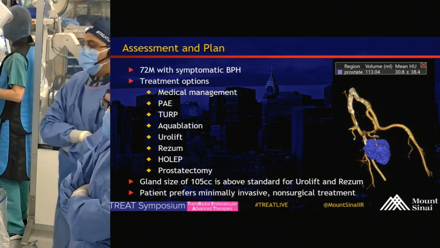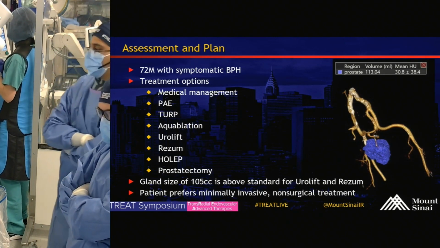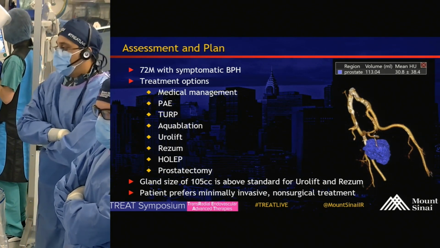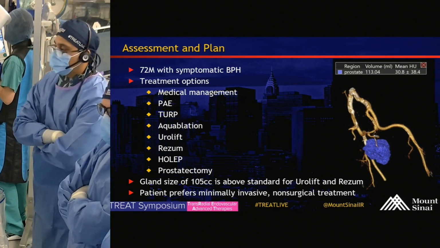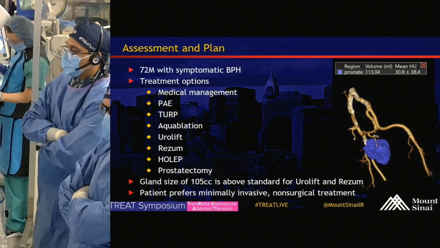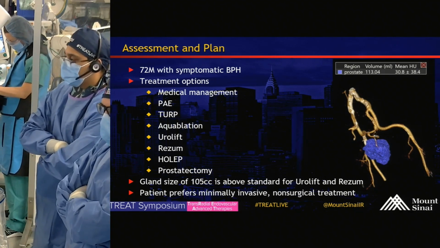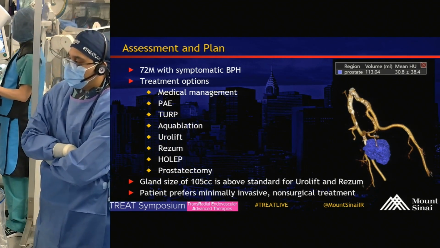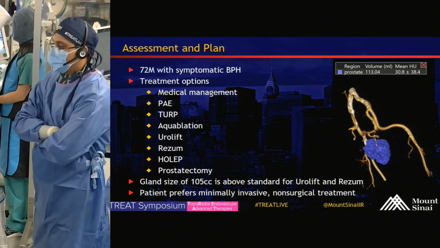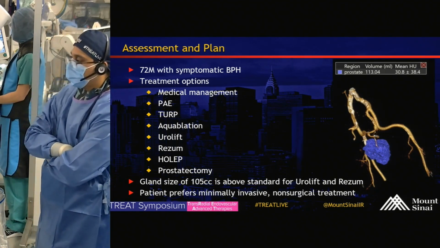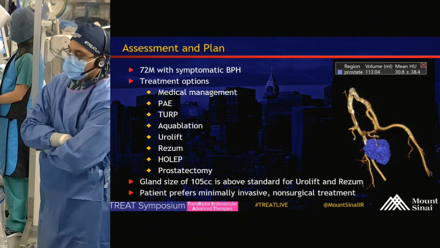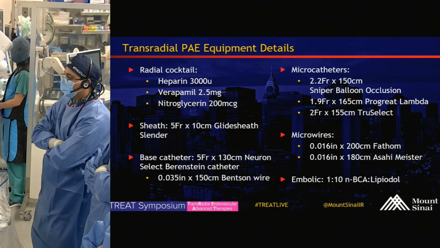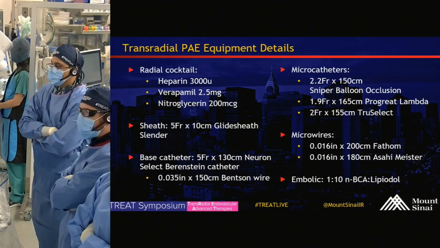So assessment and plan. This is a 72-year-old male with symptomatic BPH. Treatment options for him are going to be medical management, which he's already failed, prostate artery embolization, TURP, aquablation, UroLift, Rezum, HoLEP, and prostatectomy. His gland size is about 105 cc's, which is above the standard for UroLift and Rezum. And the patient prefers minimally invasive, non-surgical treatment. So we're here today doing a transradial prostate artery embolization.